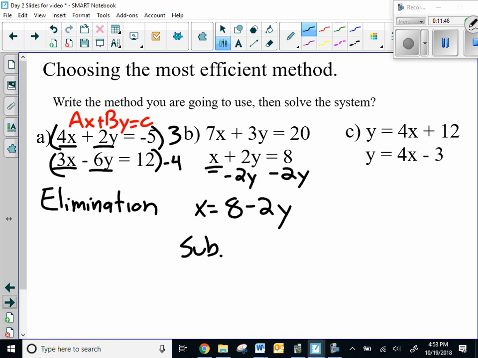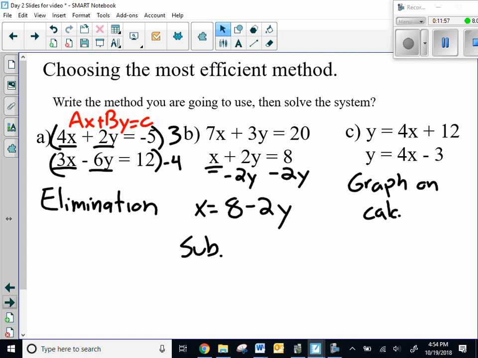And finally, C, right? They're both in slope-intercept form. Your calculator takes that. Just graph on the calculator, right? That's nice, that's quick. Your calculator tells you the points. So using that calculator in that case will probably be the fastest method.